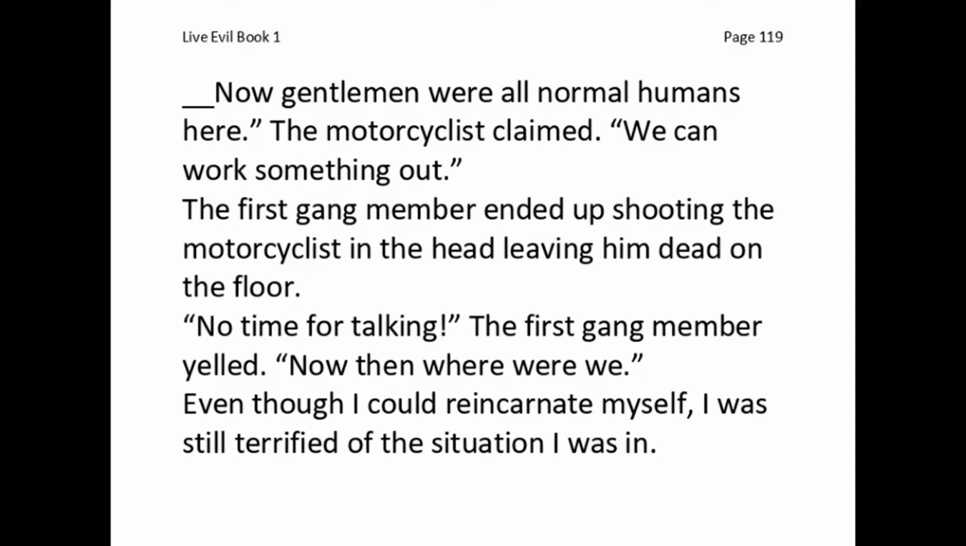The first gang member ended up shooting the motorcyclist in the head, leaving him dead on the floor. "No time for talking," the first gang member yelled. "Now then, where were we?" Even though I could reincarnate myself, I was still terrified of the situation I was in. "Listen, I won't tell anyone," I admitted. "Just please let me go." "Sorry," the second gang member spoke and pointed their gun at my head.